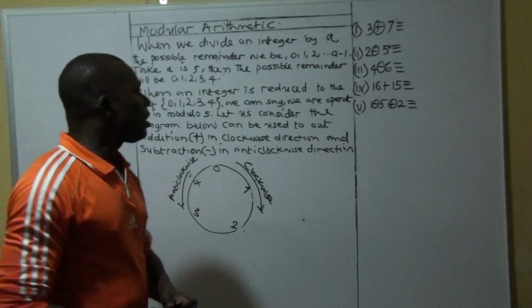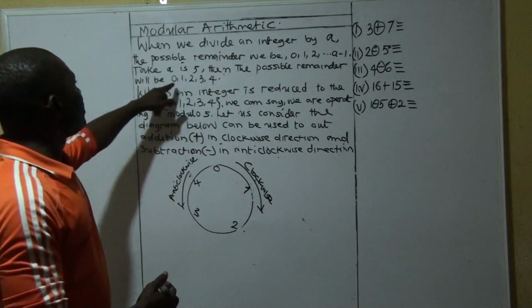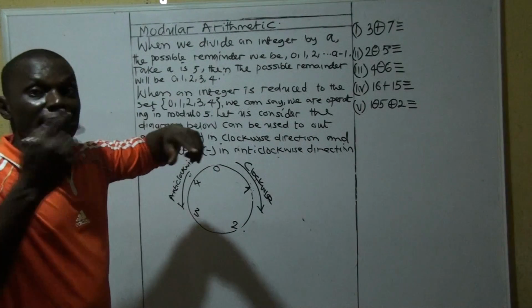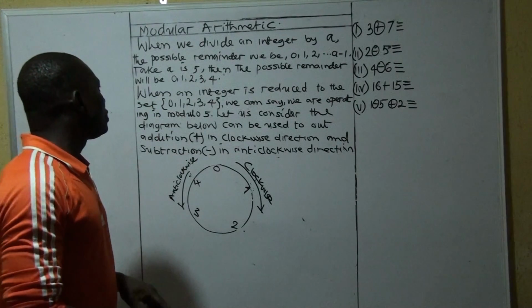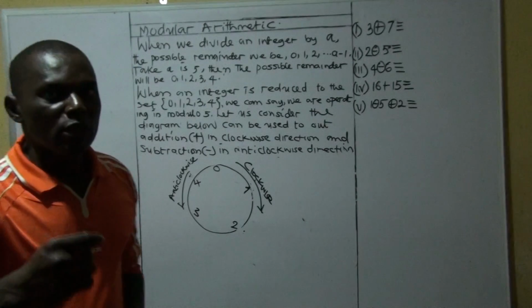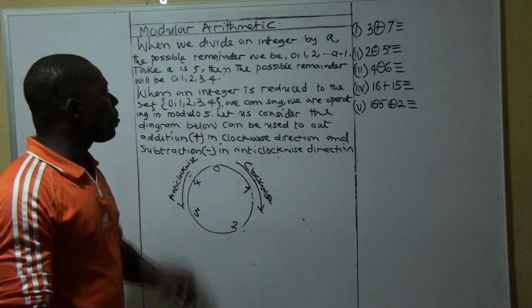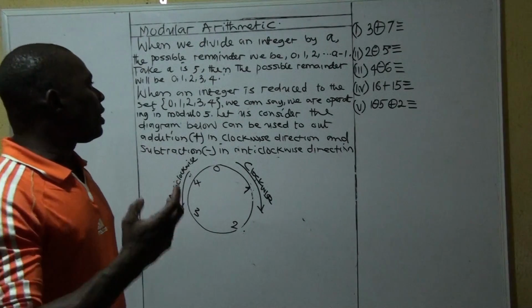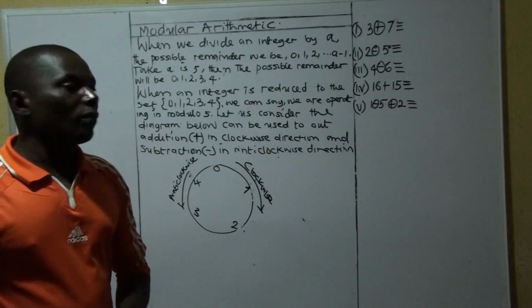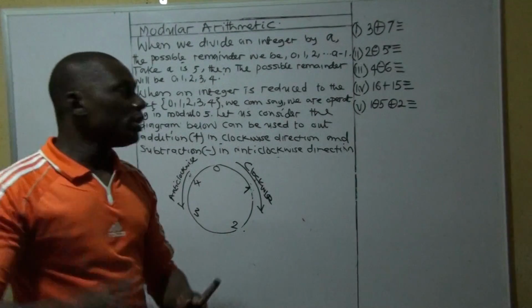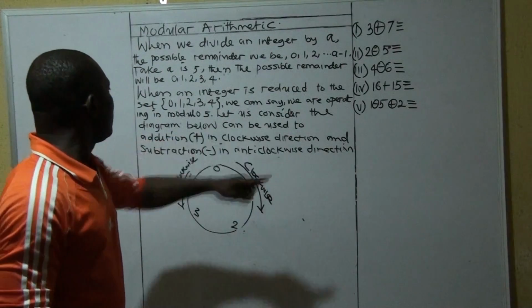Okay. Now, the possible remainders, like I said, if we're operating in modulo 5, are 0, 1, 2, 3, and 4. So when an integer is reduced to these sets, we can say that we are operating in modulo 5. Now let us consider the diagram below.